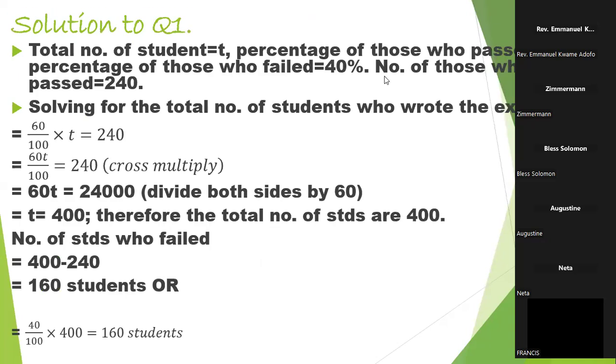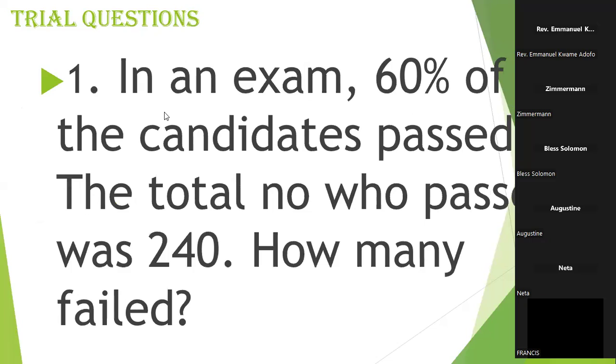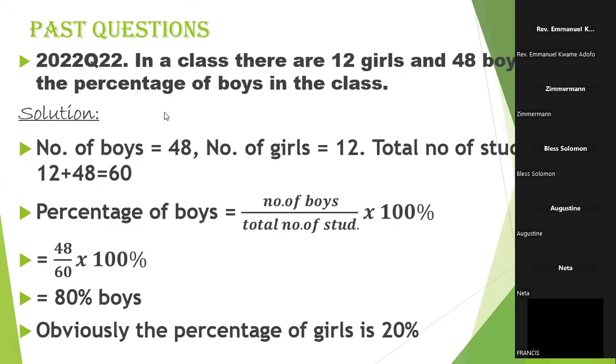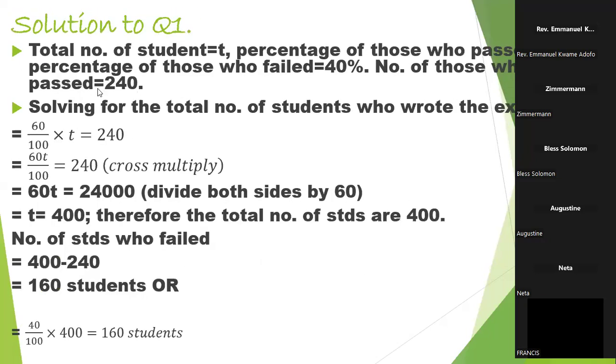We did the same. Then the percentage of those who passed, they are 60%. So obviously 40% failed, just as Mama said. And we also have the number of those who passed. The question gave us the number of those who passed. It says the total number who passed was 240. So those who passed, they are 240. The question is even asking us for the number who failed. So we don't know the number who failed. Is it okay?